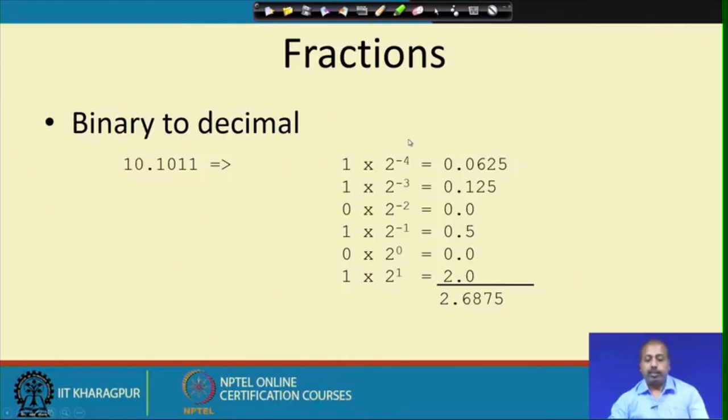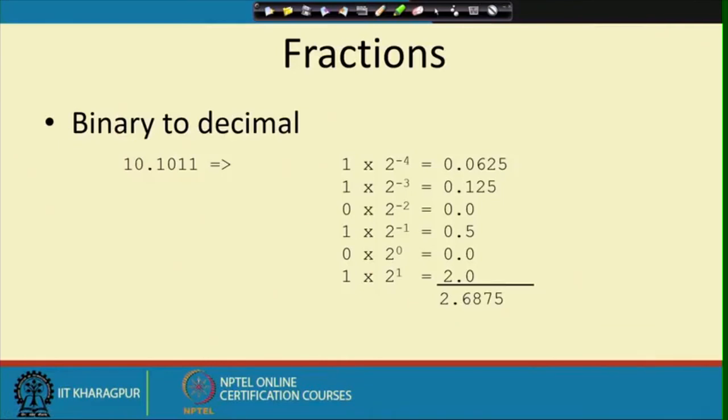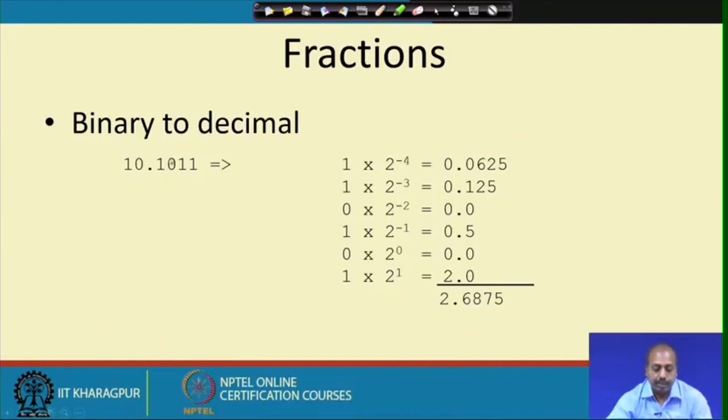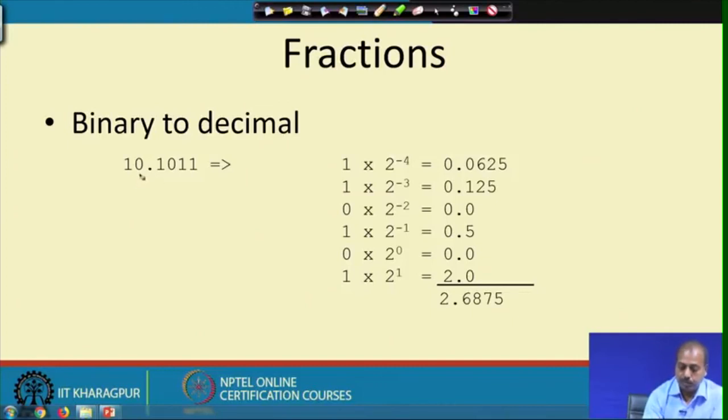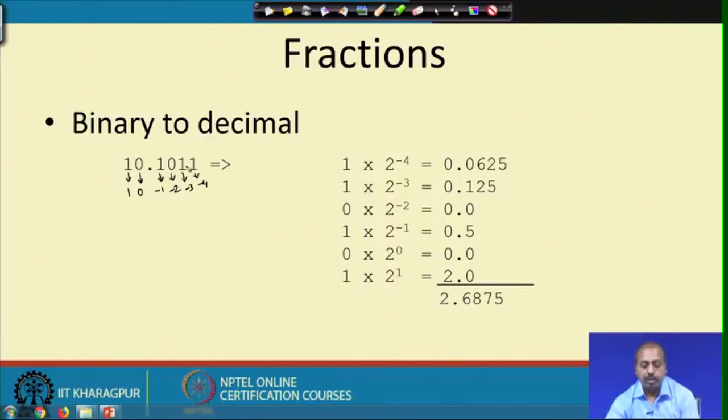Whenever we are converting binary to decimal, the same thing has to be done. For this 1011 part, what is the weight? If you just write down the weights, this weight is 0, then -1, -2, -3 and -4, and this weight is 1. Now the rule is straightforward: 1 into 2 power minus 4 plus 1 into 2 power minus 3 plus 0 into 2 power minus 2 plus 1 into 2 power minus 1 plus 0 into 2 power 0 plus 1 into 2 power 1.